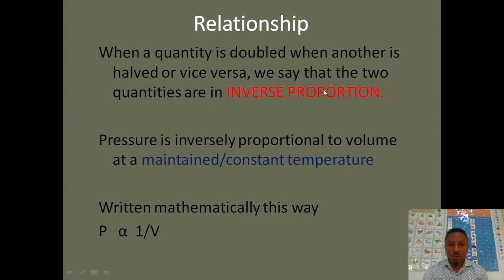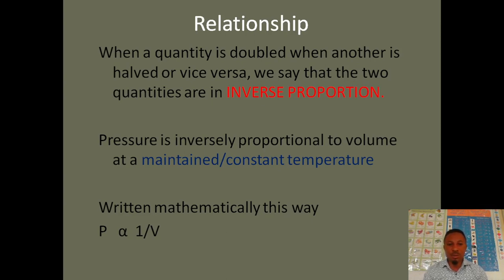Okay, so when a quantity is doubled, another one is halved, or vice versa, we say that the two quantities are in inverse proportion. There are many cases where we have inverse proportion. Can you think of such cases where when you double one quantity, the other one becomes half of whatever it used to be? There are lots of cases, and we also have cases of direct proportion. The case we are discussing today is inverse proportion.